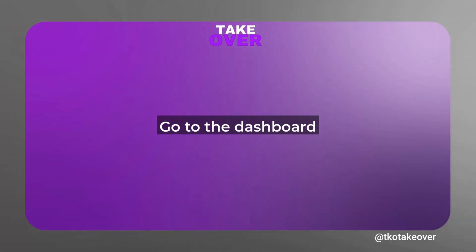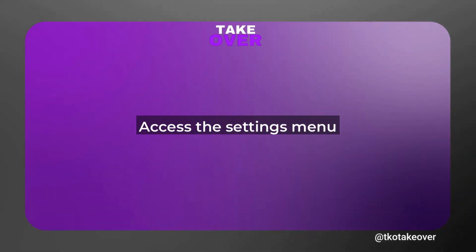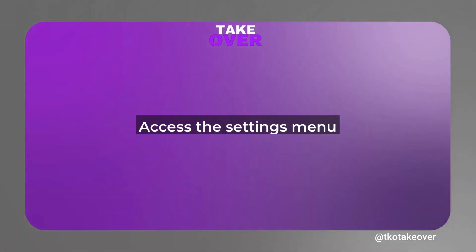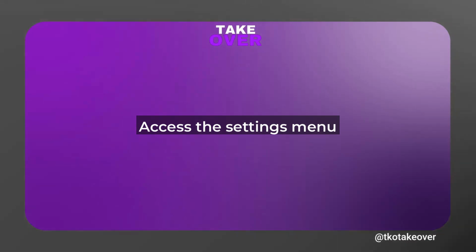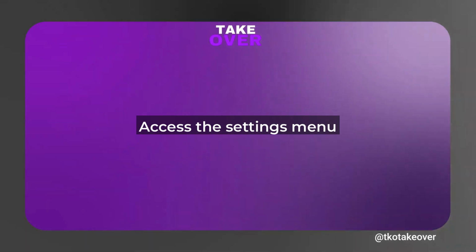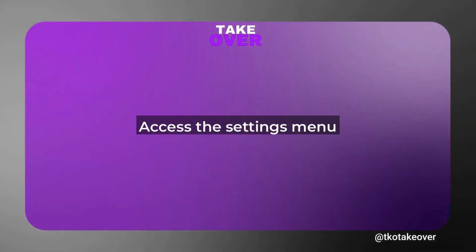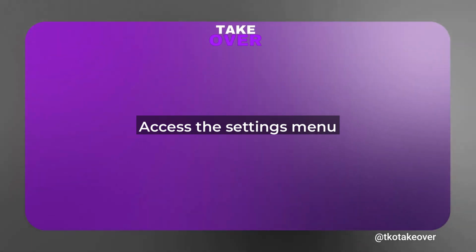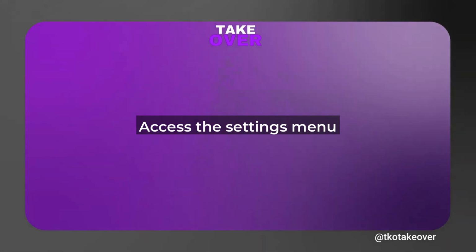Head to your dashboard. That's the main page where you see all your budgets. Step 1. Locate the budget you want to reset. If you only have one, it should be right there front and center. Step 2. Click on the gear icon or settings menu, usually found in the top right corner. This opens up your budget options.